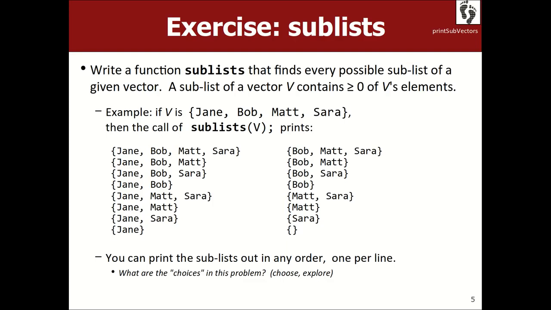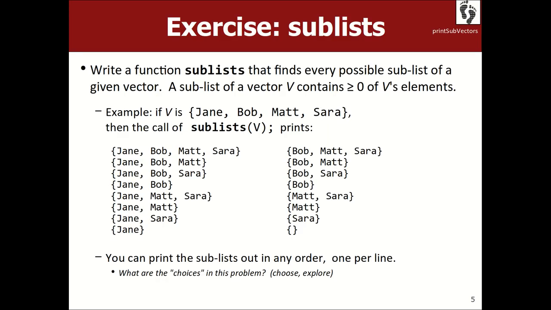So we're passed a vector of strings, and I want to print essentially the power set, if you know that term, all the possible different subsets of the vector. There it is. Print them out in any order you want, but I want to see them on the console, one per line.